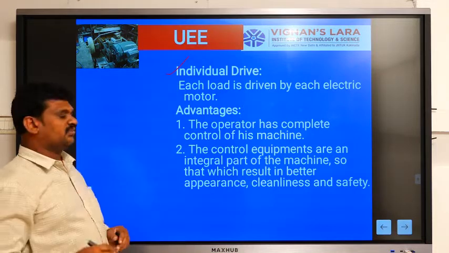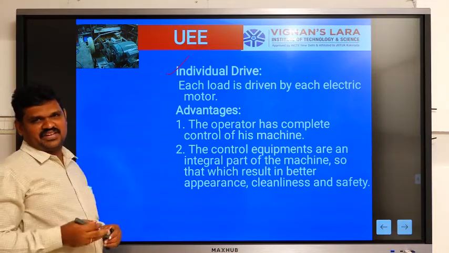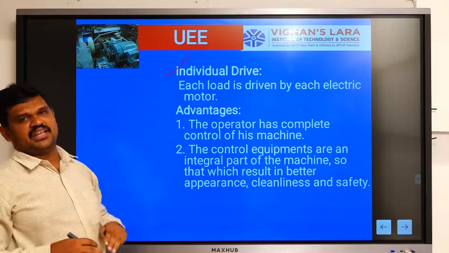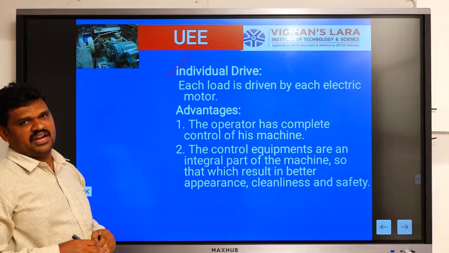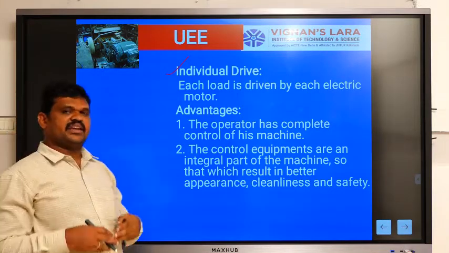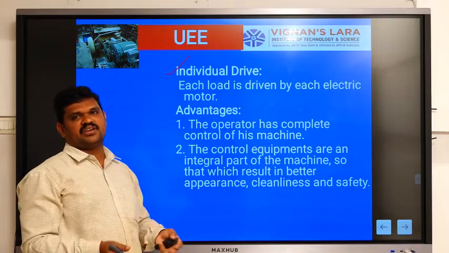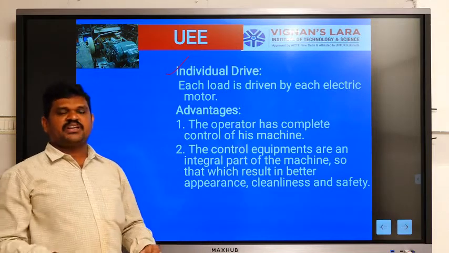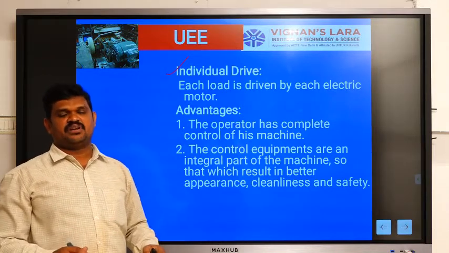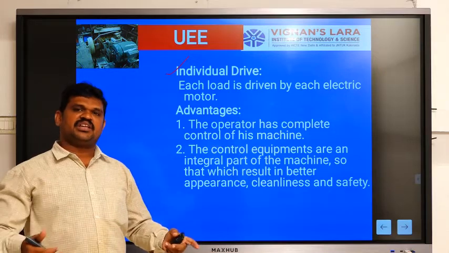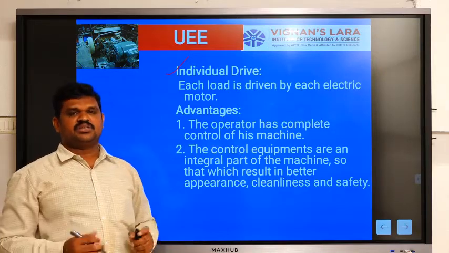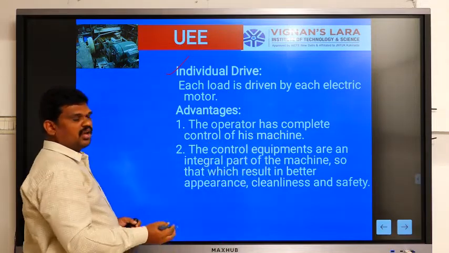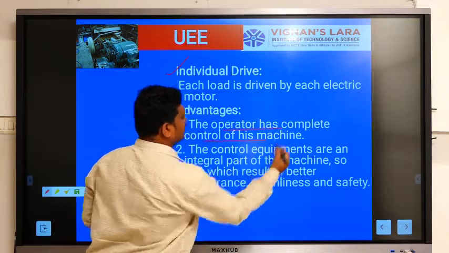It has many advantages. The disadvantages that are there in the group drive become the advantages here. So we can place the machine at any location, in any direction. Why? Because the speed control is totally in the control of the operator. If you want to increase, we can increase. Only that motor is controlled, so the operator has complete control of this machine.